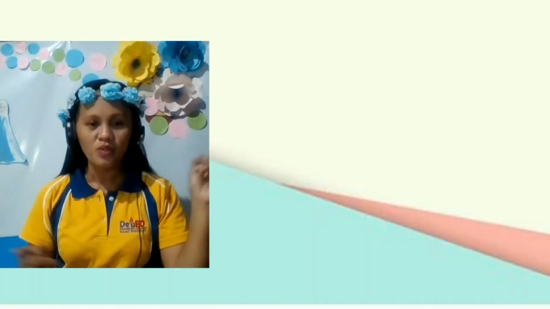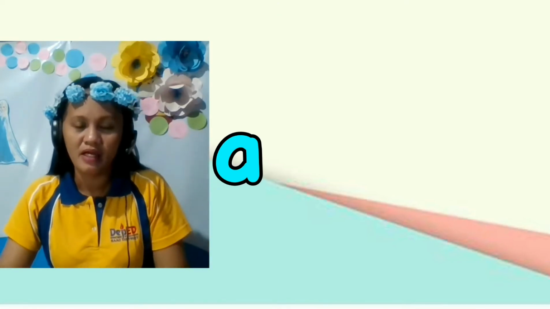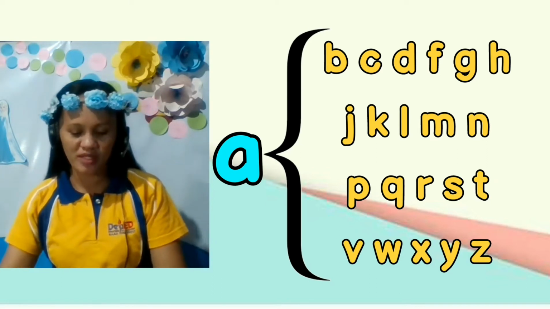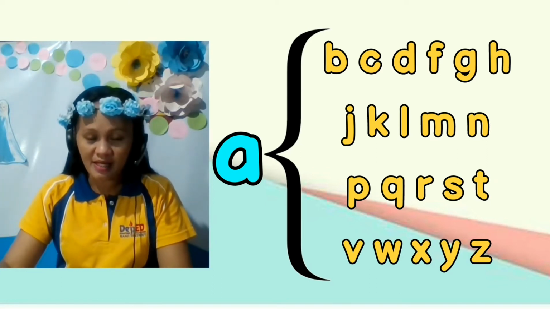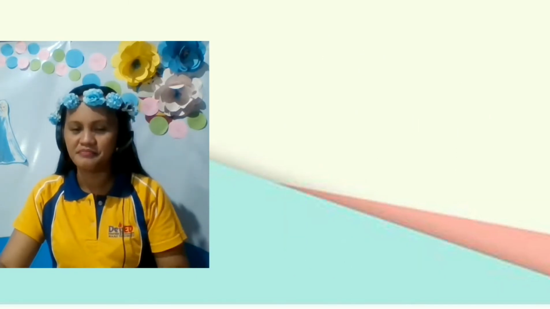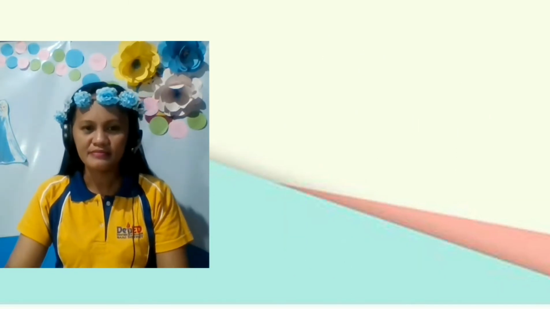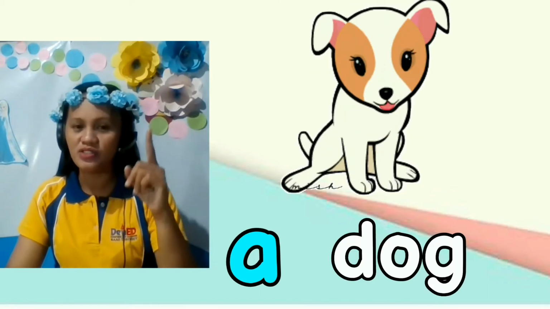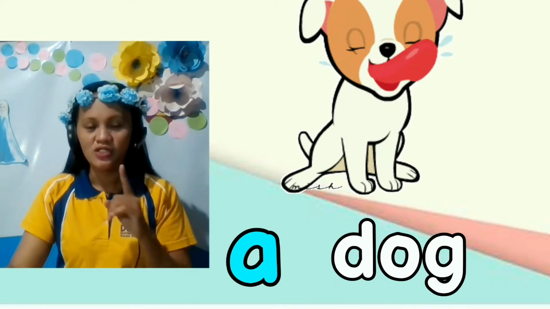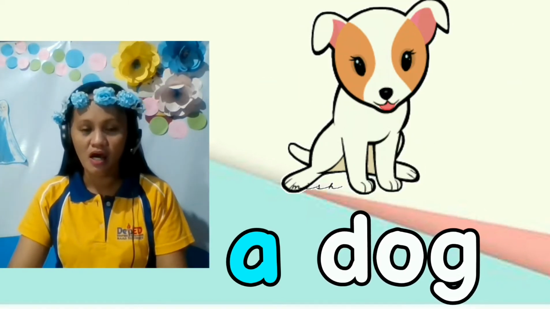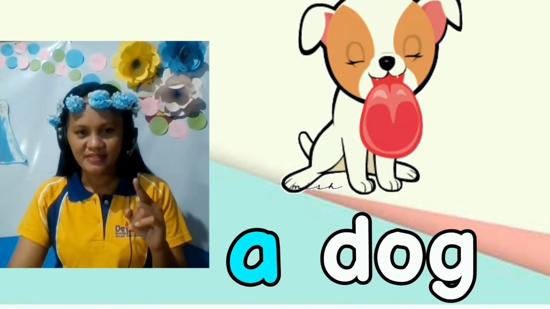Remember, we use a before a word that begins with a consonant sound. Example, number 1, a dog. A dog. Dog begins with a consonant sound d.